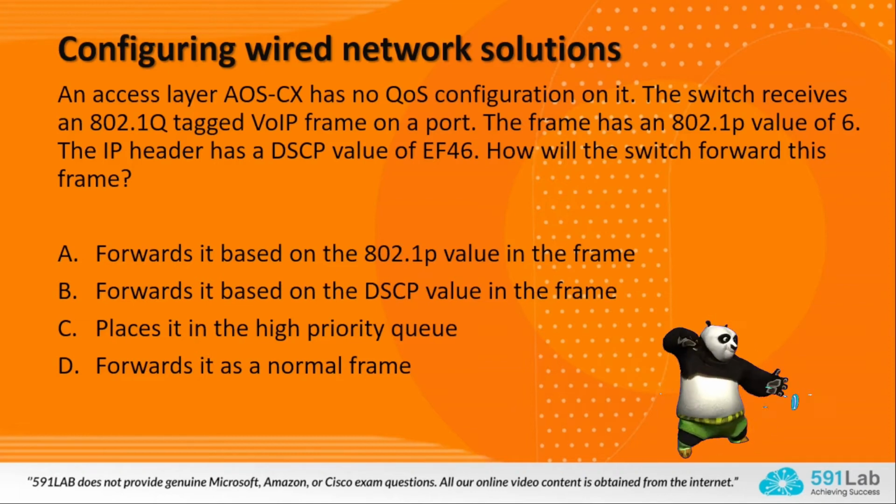Option C places it in the high priority queue. No, local priority of 1 will be assigned, so it won't be placed in the high priority queue. This is wrong. Option D forwards it as a normal frame. Yes, it will be forwarded as a normal frame with local priority 1 and COS map 0. This is correct. Therefore, the correct answer is option D.